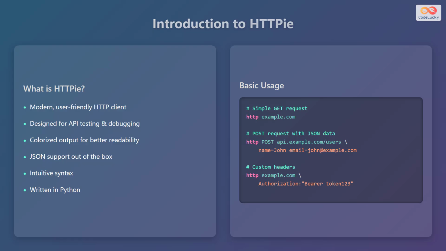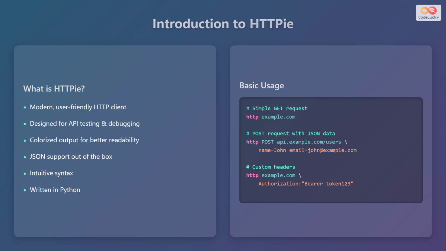Now let's get into HTTPie. HTTPie is a modern, user-friendly hypertext transfer protocol client. It is designed for application programming interface testing and debugging. It has colorized output for better readability, with JavaScript object notation support out of the box. It has an intuitive syntax and is written in Python.